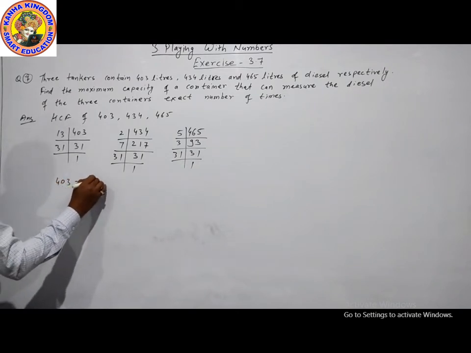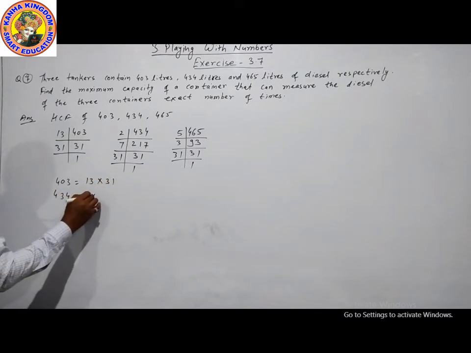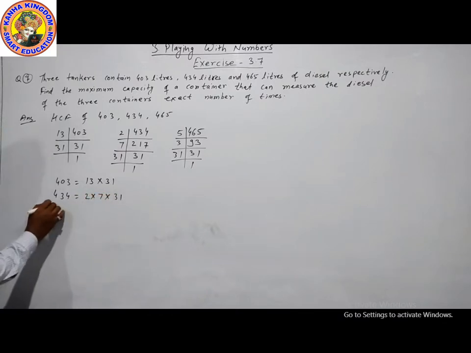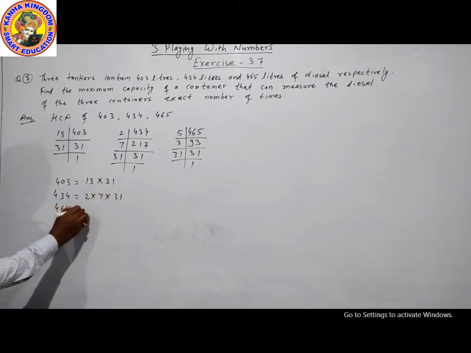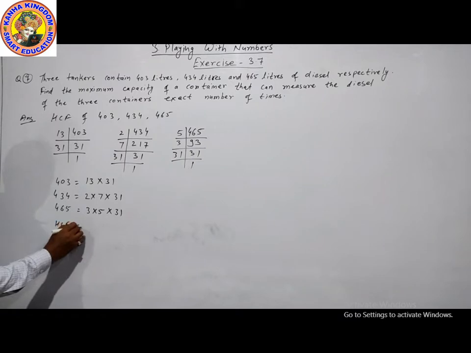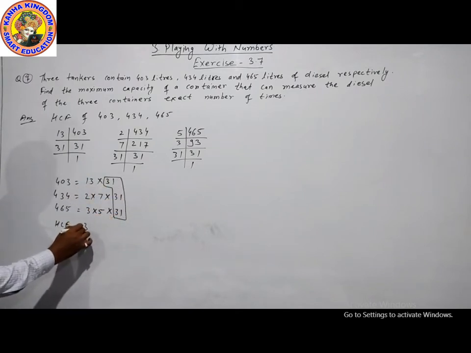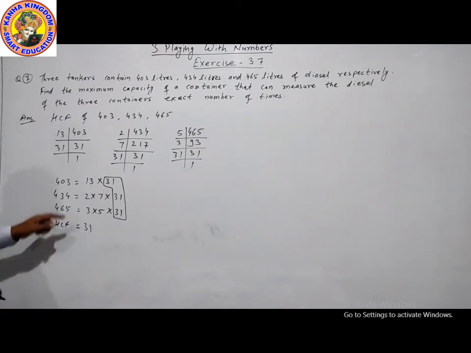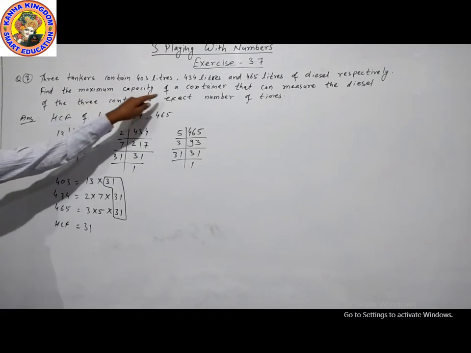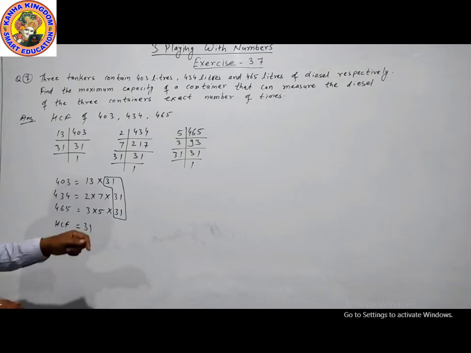403 can be written as 13 into 31. 434 can be written as 2 into 7 into 31. And 465 can be written as 3 into 5 into 31. What is the HCF of these? The HCF is the common factor of these, so 31 is our answer. HCF is 31. So a container of 31 liter capacity can measure the diesel of the 3 containers an exact number of times.